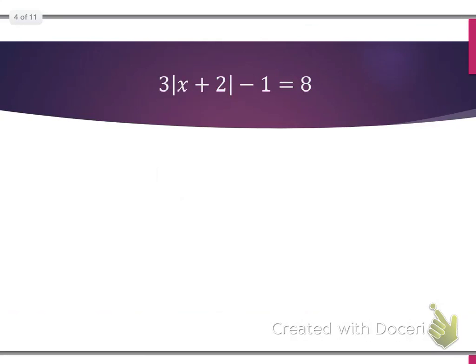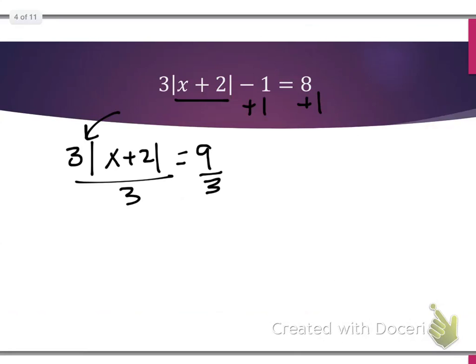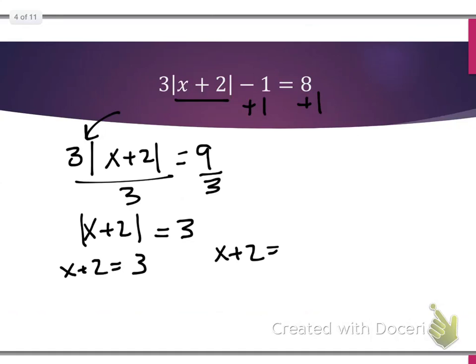First off, we need to get the absolute value by itself. So we have to get rid of the things not attached to it first, so I'm going to add 1. And then I need to get rid of this 3. Right now it's being multiplied, so to get rid of it, I'm going to divide both sides by 3. So now I have the absolute value of x plus 2 equals 3. Now I can split it, so I can do my +3 and my -3.